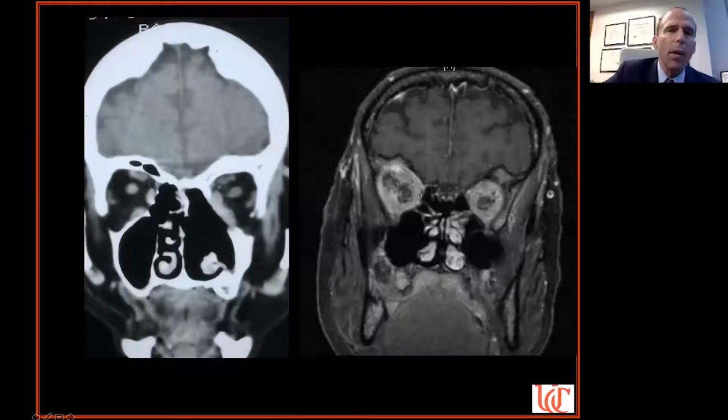This is a patient with both eye sockets filled with breast cancer. Just filled, chock full. All of this enhancement is lung cancer.